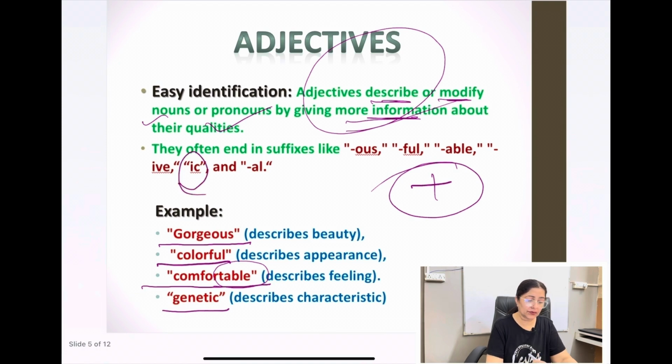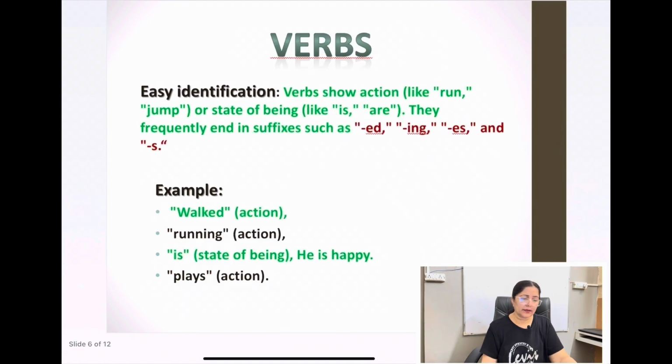IC, so that describes the characteristic. I have genetic traits of my parents. We have the words like formative, constructive, communicative with IVE. With AL, we can make use of formal, informal, structural and so on. So simply, an adjective will be used before a noun. They will be used before a noun. They add something to a noun.